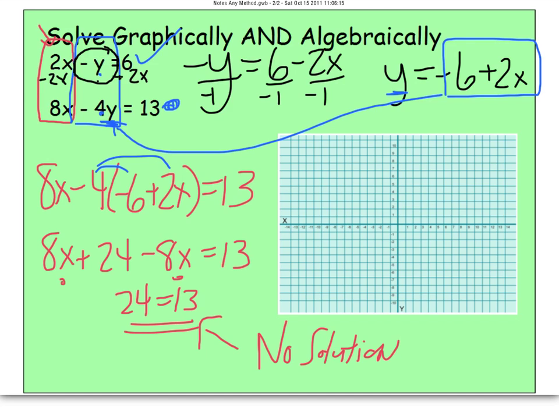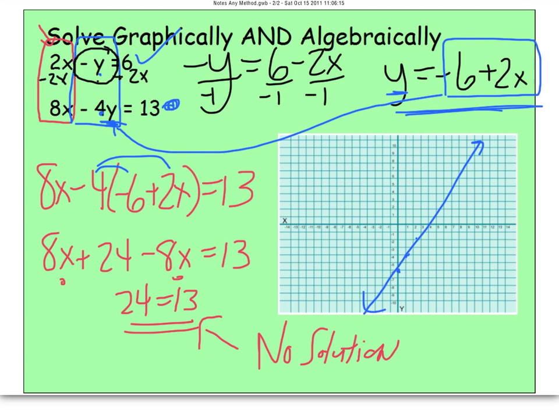So what does that mean if you graph it? If you graph this, what you're going to see is these two lines are parallel. Well, I'm going to actually graph this right here because I already have it. The y-intercept is negative 6. The slope is up 2 over 1, up 2 over 1. It's that guy.